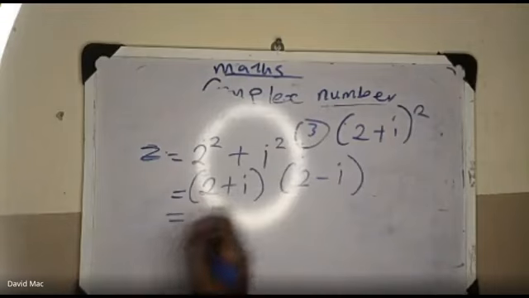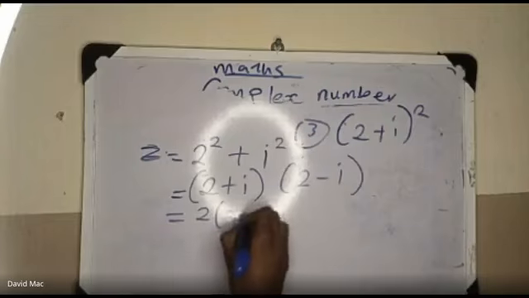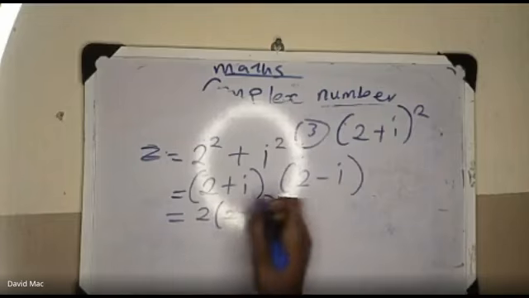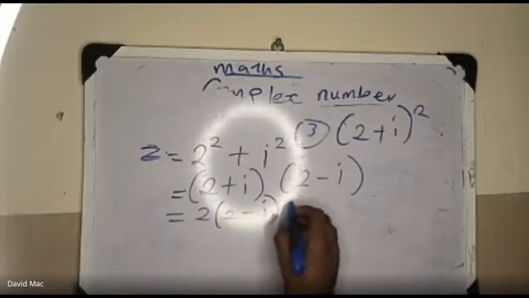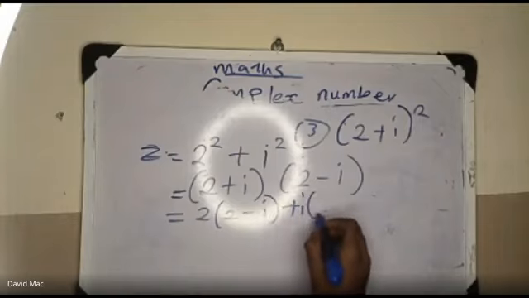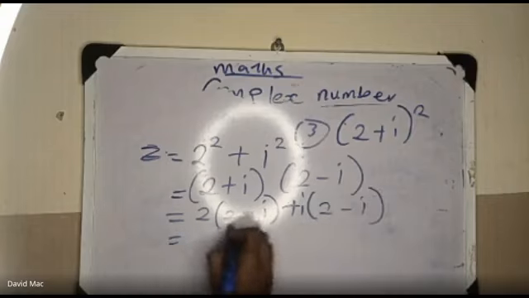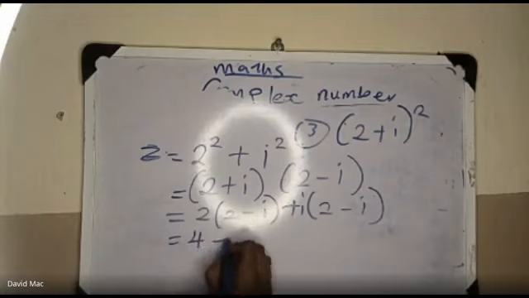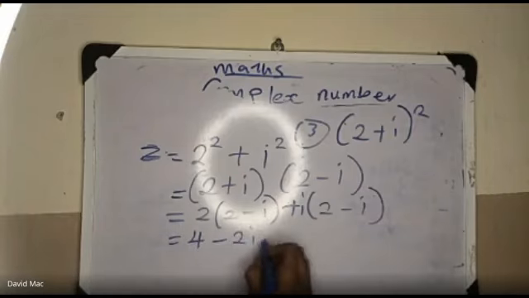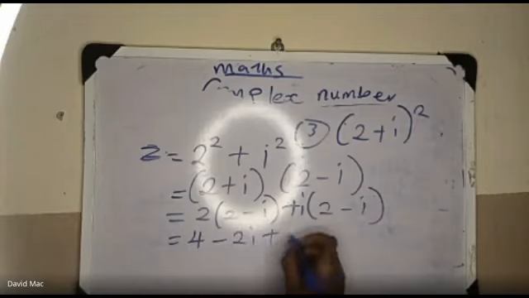So when you open this bracket, this 2 is opening this bracket, so you are going to be having 2 open bracket 2 minus i, close your bracket. You are going to be having i plus i, open bracket, 2 minus i. So when you open this bracket, you're going to be having 2 times 2 is 4, minus 2 times i is 2i, plus 1 times i is what? Is 2i.